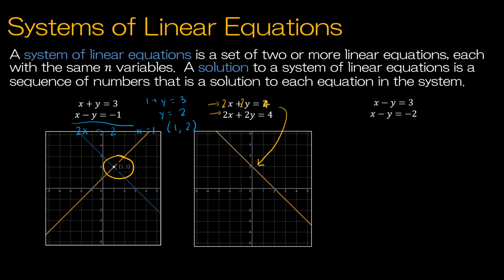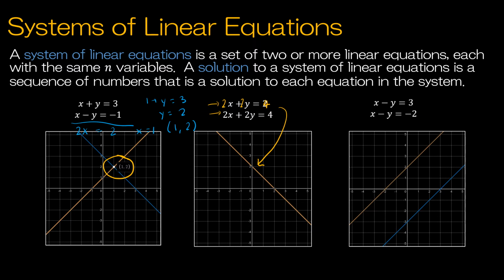And for my last one, let's say I subtract these equations. X minus x gives me 0, negative y minus negative y gives me 0, and 3 minus negative 2 gives me 5. Well, that doesn't work, right? 0 can never equal 5. So if I get an equation like that, I can see that these two are parallel. Are these ever going to touch each other? No, because they're parallel and will be until eternity.